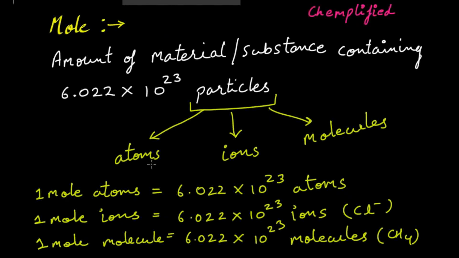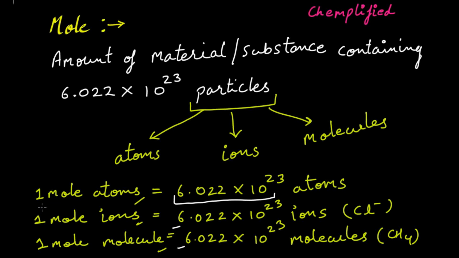Now if you look closely, in every case, atoms, ions or molecules, this particular number is the same. In all the cases, it is 6.022 into 10 to the power 23. So 1 mole is just a number. 1 mole is 6.022 into 10 to the power 23 particles. Those particles can be atoms, molecules, ions, etc. I hope you understood the definition of mole. And here we have defined 1 mole.